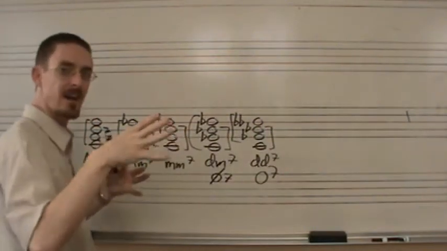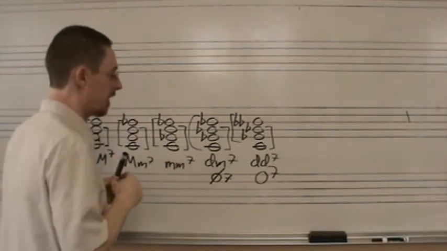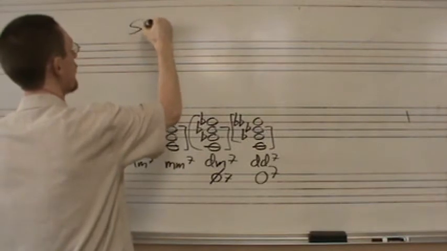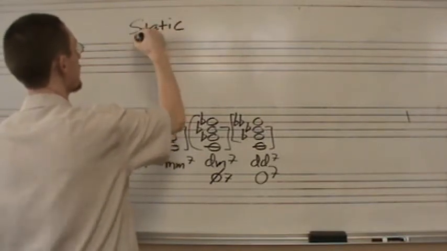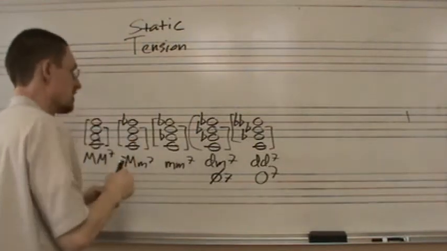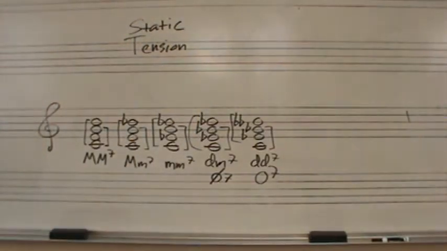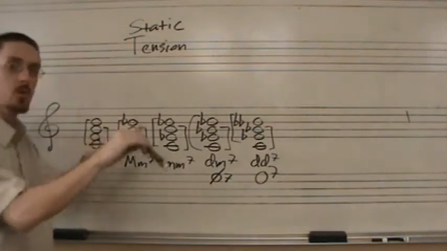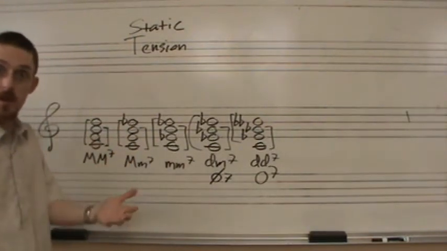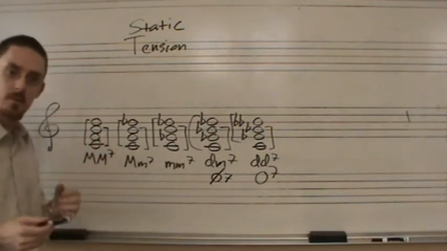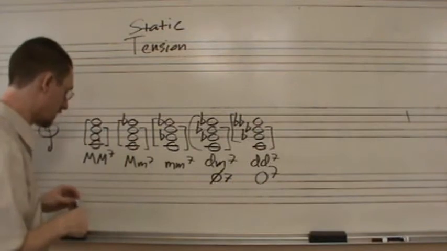There are 2 general categories that I divide the seventh chords into. One is static, the other is tension. Static and tension. Okay, what I mean by static is the chord doesn't have an overwhelming need to move to something else. The idea is if you could end a song on this chord, we might consider that to be more of a static chord.